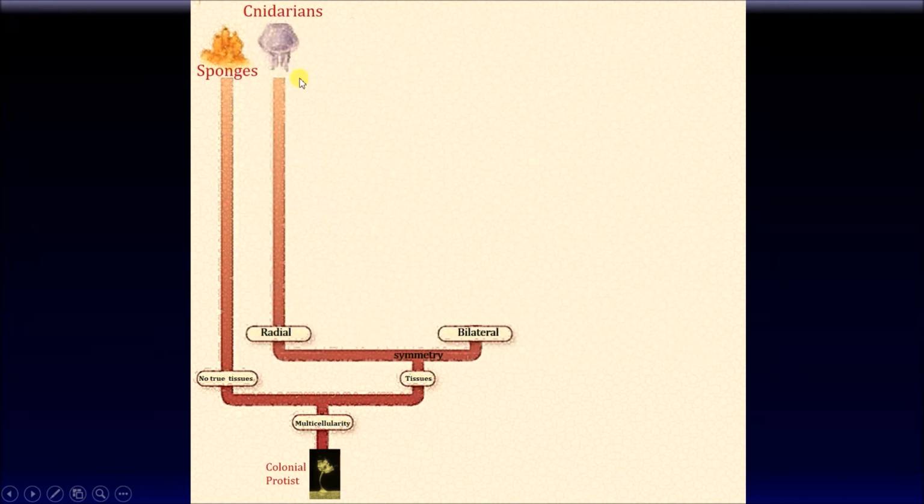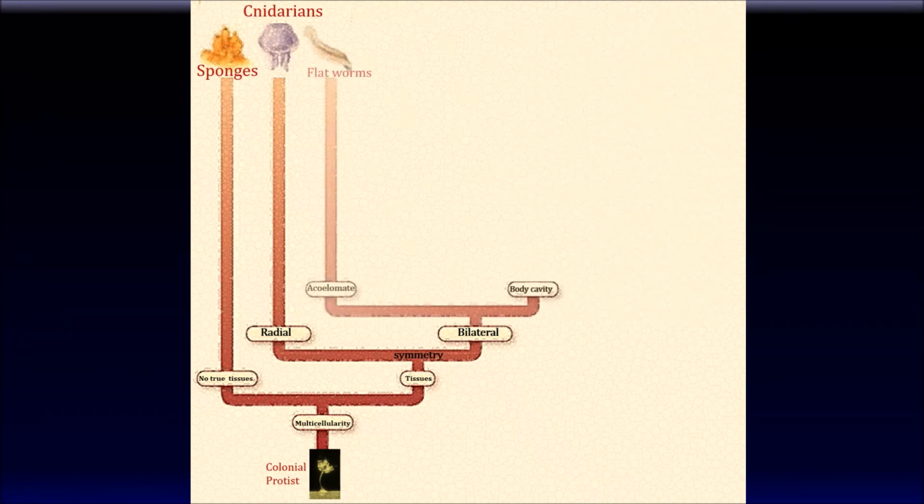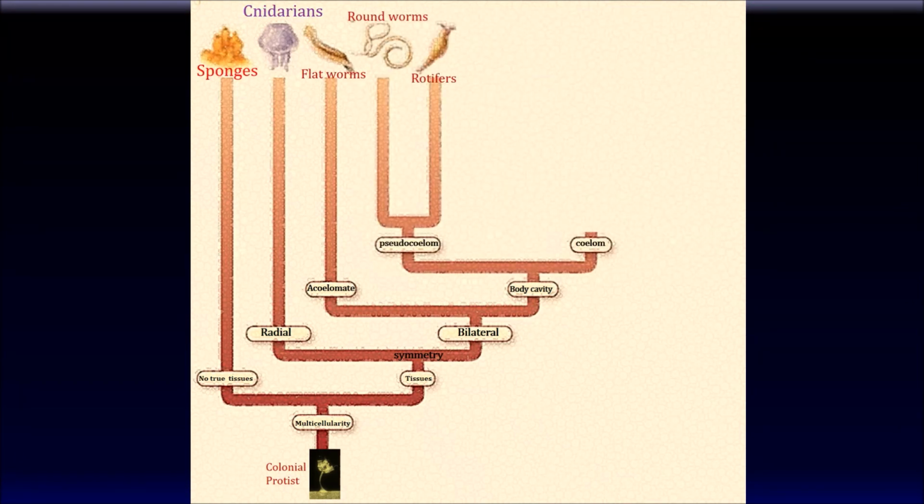Now, if you follow this chart, there's the colonial protist. It developed multicellularity, but without any true tissues, and this gave rise to sponges. Some sponges evolved true tissues, and that gave rise to the radially symmetrical cnidarians, including the jellyfish. And some of those evolved bilateral symmetry. Then that included the flatworms, which did their best to create a coelom, and the first effort resulted in the pseudocoelom creation of the roundworms.